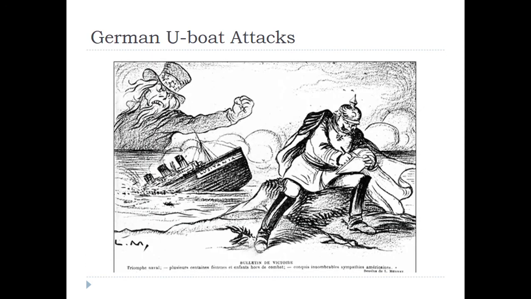Why are Americans angered by German submarine attacks? Well, really, the Germans are patrolling the Atlantic coast, and they're going to attack any ships they think are giving help to the Allies. But the U.S. is saying, hey, we want freedom of the seas here. We're not involved in this war. You shouldn't be attacking our ships.